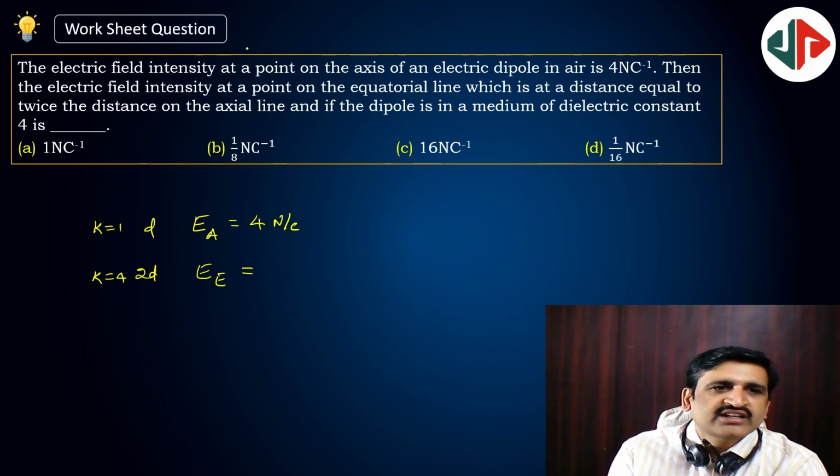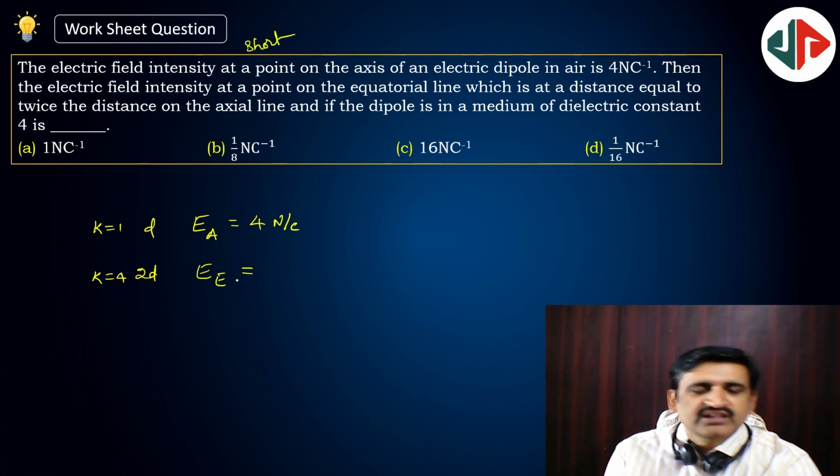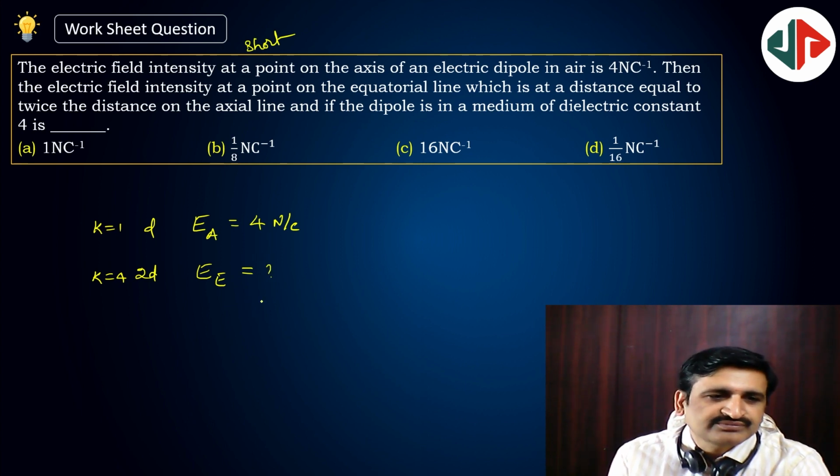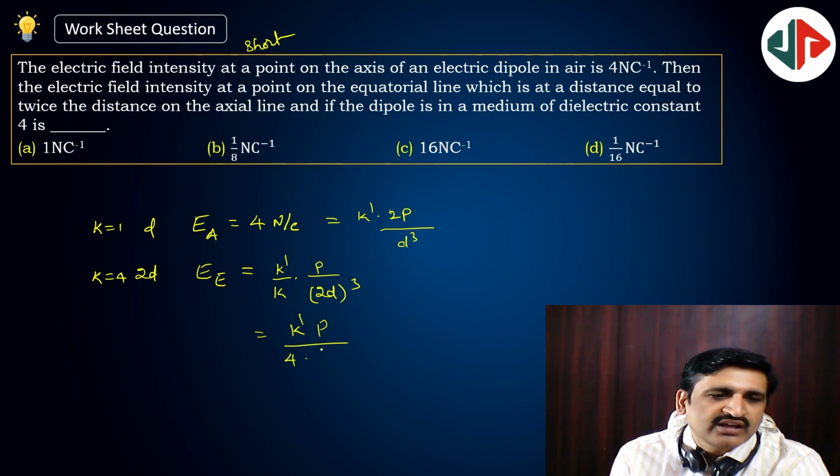Here he missed one point, that it is a short dipole. I am taking it as a short dipole. Then it will be easy, otherwise it will be so long. First of all, the EA expression is k dash 2p by d cube. And in a medium, E is equal to k dash by k into p by 2d whole cube. This is the second one. So k dash p by k, value 4, and we will do 8d cube.